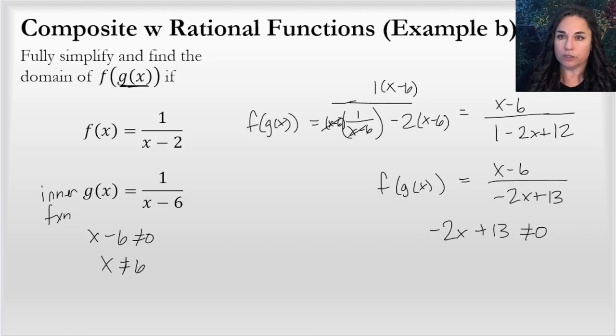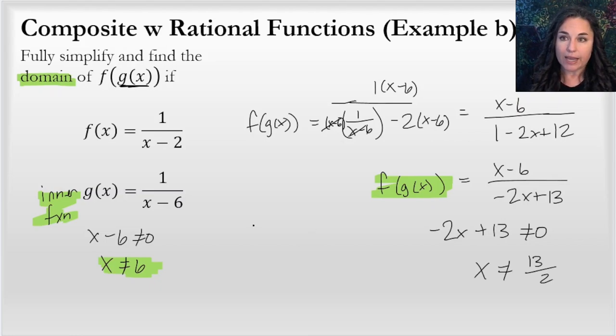So when you're doing the domain here, you have to find the domain of the inner function, which can't include x equal to 6, and you have to do the domain of the final resultant composite function, which is given by that denominator not equaling 0. So x cannot equal 13/2.